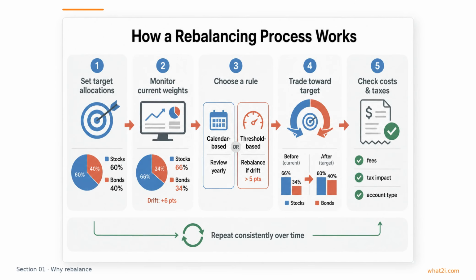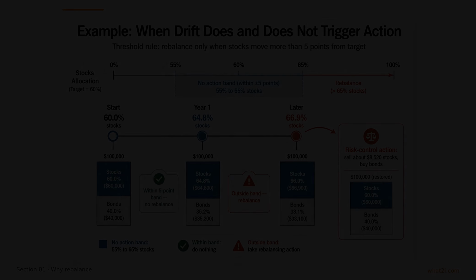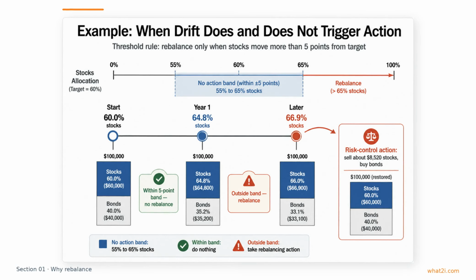A practical rebalancing process usually follows a few clear steps. First, set target allocations for the major asset classes in the portfolio. Then monitor the current weights so you can see when drift has developed. After that, choose the rule that will trigger action, such as a calendar review or a threshold band around the target. If the rule says a rebalance is needed, trade the portfolio back toward target rather than improvising. Before executing, it is wise to check transaction costs, taxes, and account type, because good implementation can make a meaningful difference. A threshold rule helps separate harmless drift from meaningful drift.